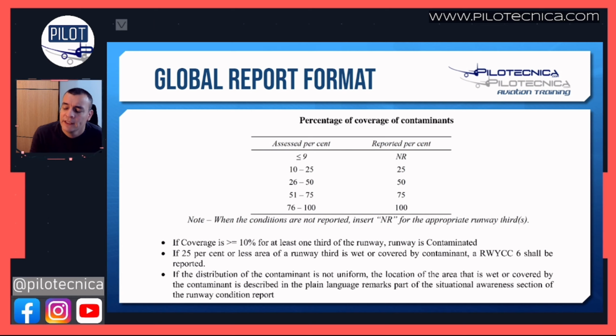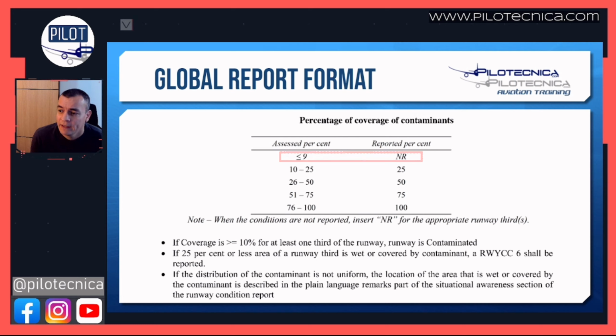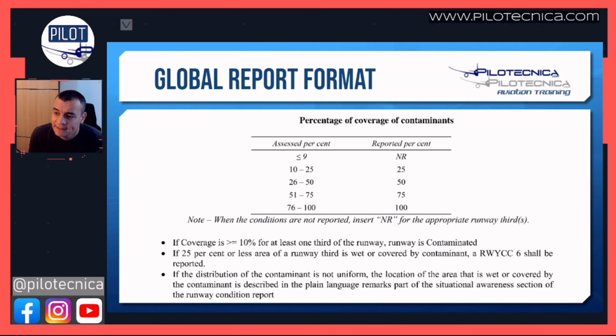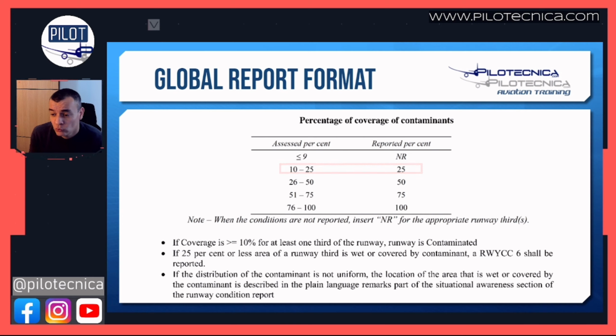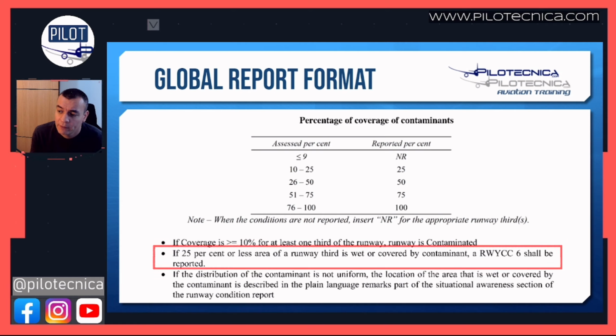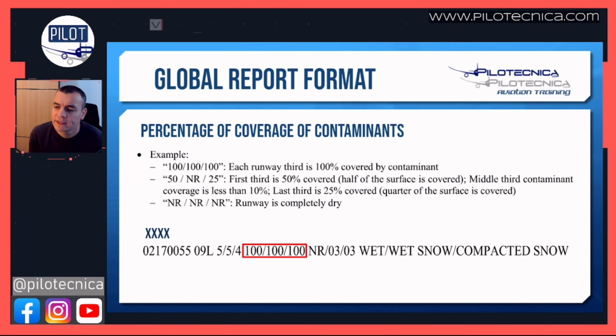So you can see here, if the assessed percent is equal or less than 9, they will report November Romeo or NR, so it's not reported. But if the assessed percent is between 10 and 25%, they will report 25%. If 25% or less area of the runway third is wet or covered by a contaminant, a Runway Condition Code 6 should be reported. Here we have more examples.